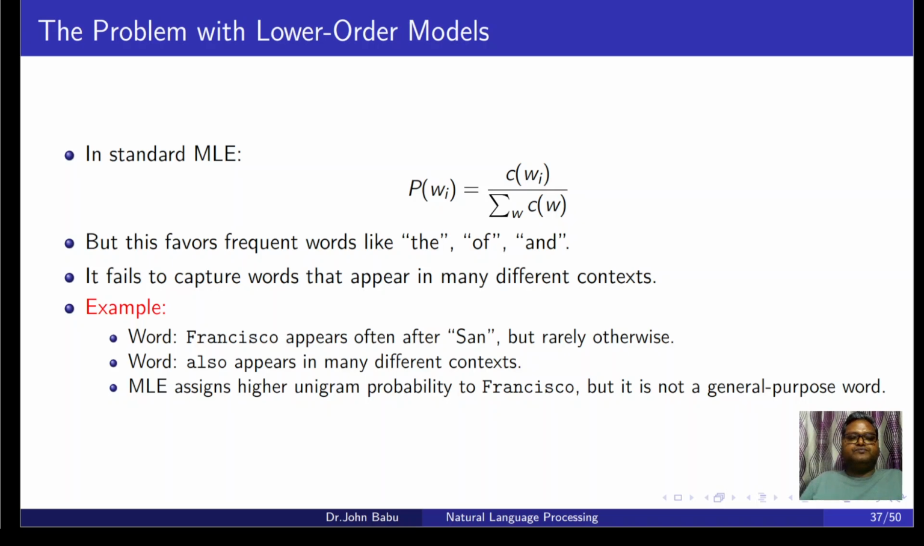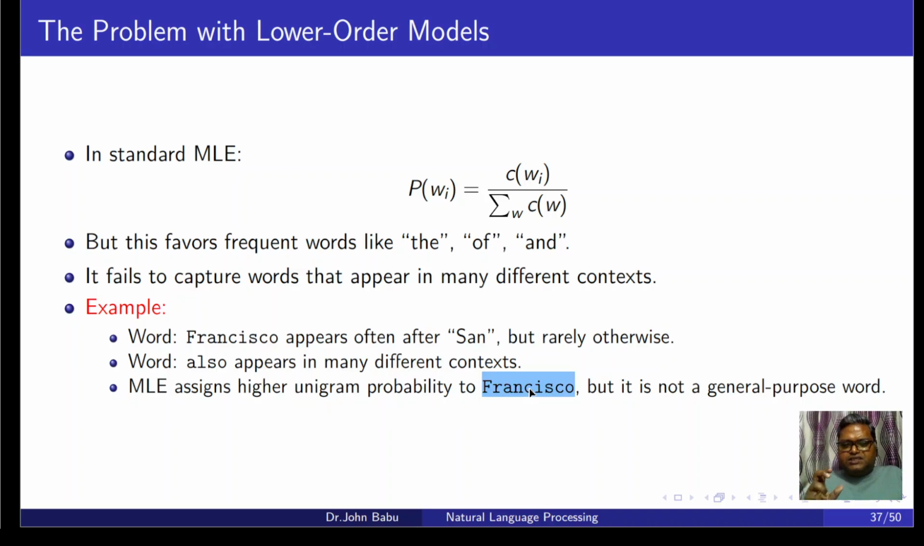For example, San Francisco is a city name. So Francisco appears often after San. Generally, by itself, Francisco doesn't appear. So maximum likelihood assigns a higher unigram probability to Francisco because it is occurring along with San, but alone it is not a general purpose word. Because it is coming with San, it is assigned more.